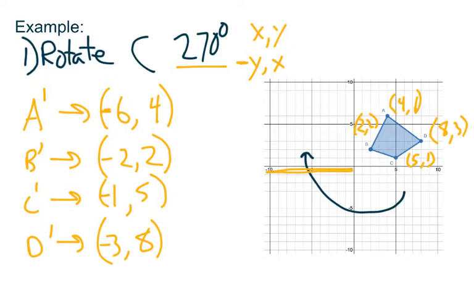And now let's start plotting those. So let's see here, negative 6, positive 4, negative 2, 2, negative 1, 5 would be right about there, and then negative 3, 8 is right there, and there's my new shape. And again, it looks like I just have spun that graph around.